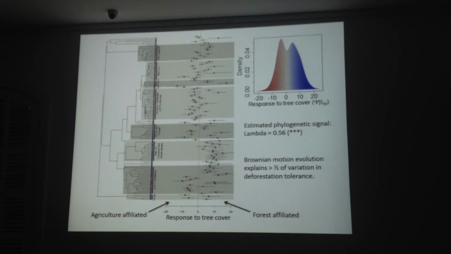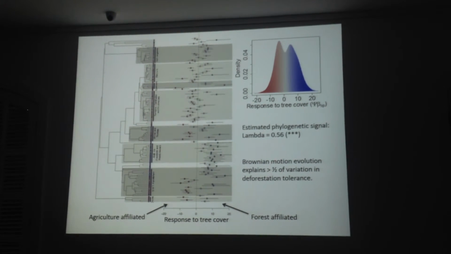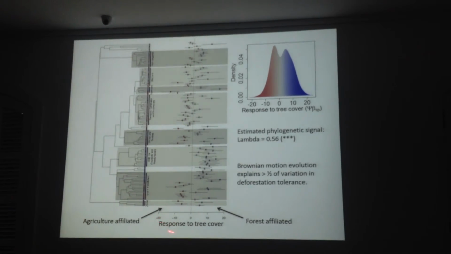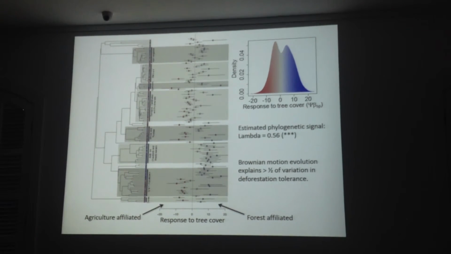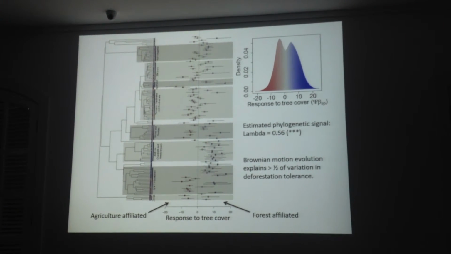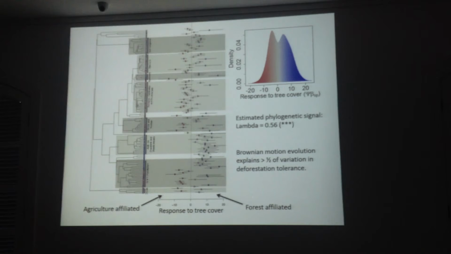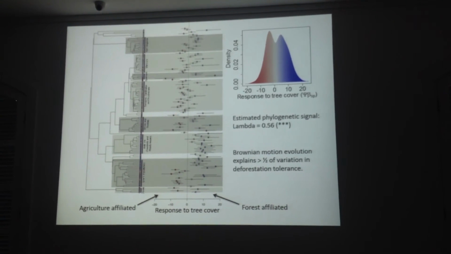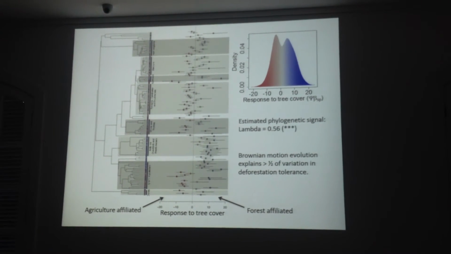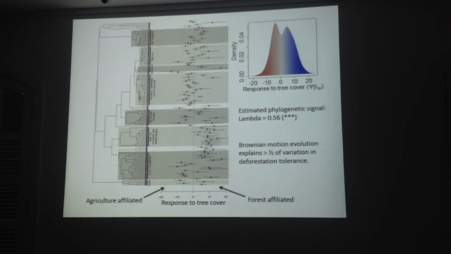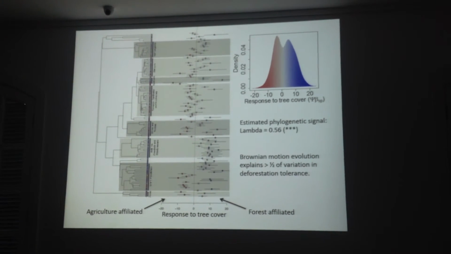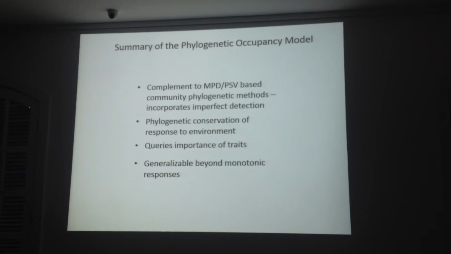And I didn't mention this earlier, but one of the nice things about this approach is that this response to the environmental gradient is actually biologically meaningful in that it expresses the log odds of finding a species at one end of the gradient or another. So it's actually not just a parameter kind of floating in space, it actually does mean something.